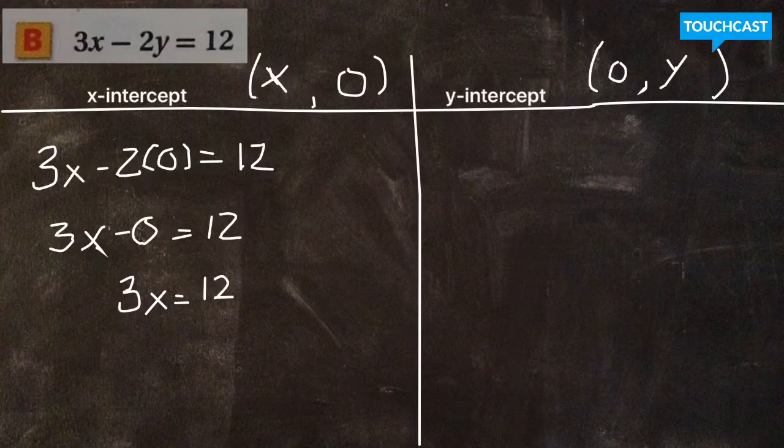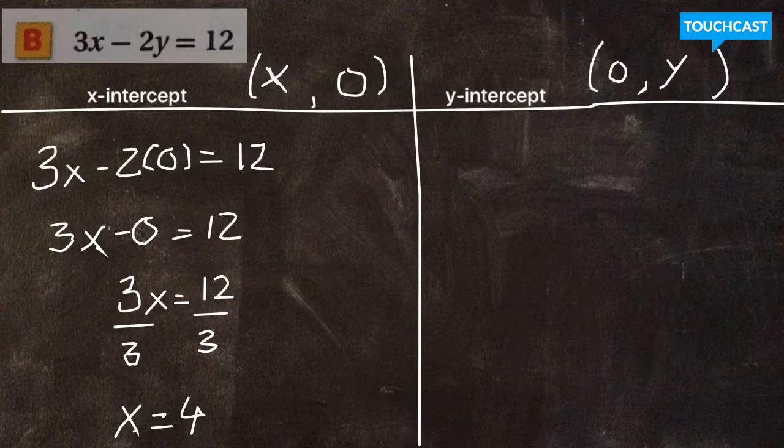And now we're going to solve this for x. So we're going to divide by 3. And x is equal to 4. So our x-intercept is 4, or the point 4, 0.